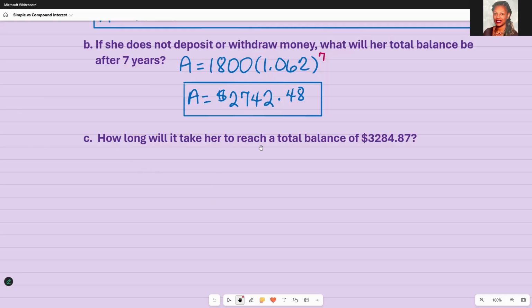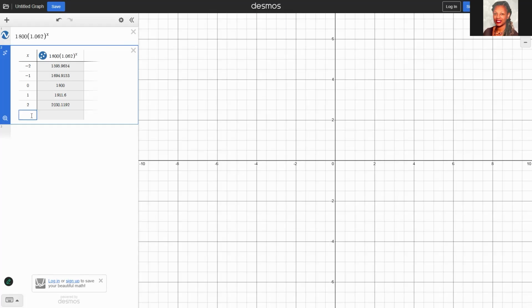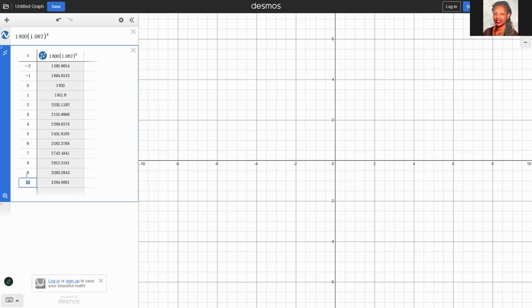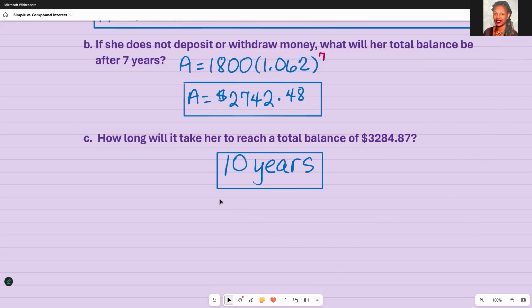How long will it take her to reach a balance of $3,284.87? Let's go to the table to see. Press 3 and just keep pressing enter until we get to the value that we were looking for. You're looking at your years on your X column. It will take her 10 years to reach the balance of $3,284.87.